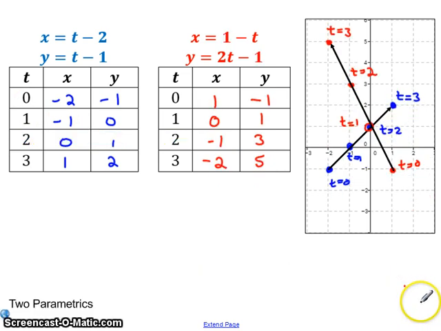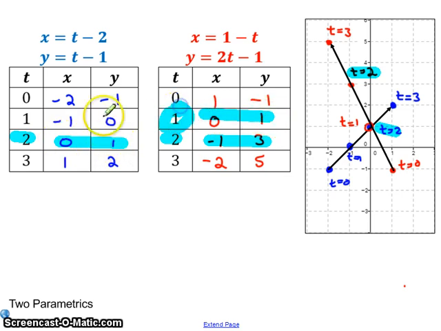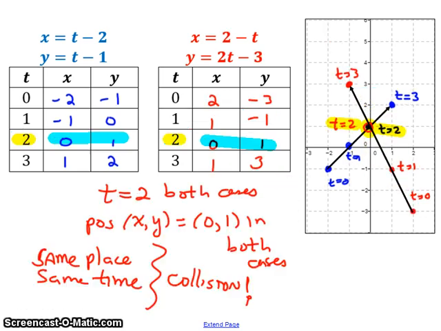Let's compare that with the previous case here. If we take a look at our first example, we had t equals 2 and t equals 2. We had different positions. We had 0, 1 in the case of the blue, negative 1, 3 in the case of the red. When were they at the same place? Well, if we look at 0, 1, they were both at 0, 1, but at different times, t equals 1 and t equals 2. And so these objects did not collide. They were at the same point somewhere in their individual travels, but not at the same time. In the case of these two objects, they were both at the same place and at the same time.